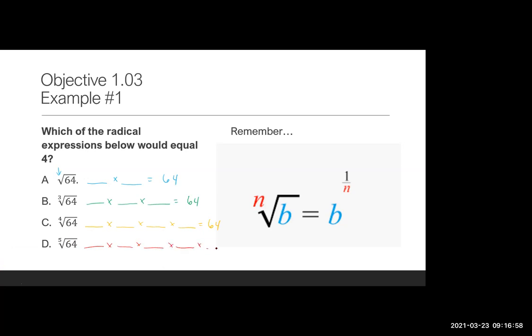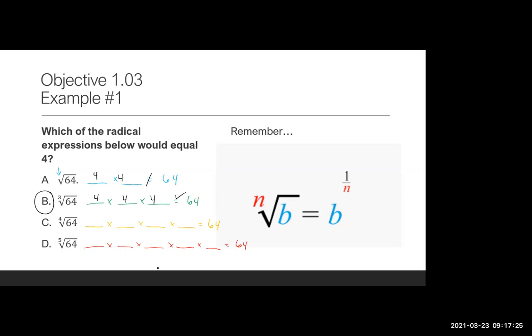And see, my friends, all we have to do is decide which one of these, when we put the 4 in the blanks, do we get 64? Well, 4 times 4, that's not 64. That doesn't work. 4 times 4 times 4. Ah, that does give me 64. So I know my answer has to be B here.